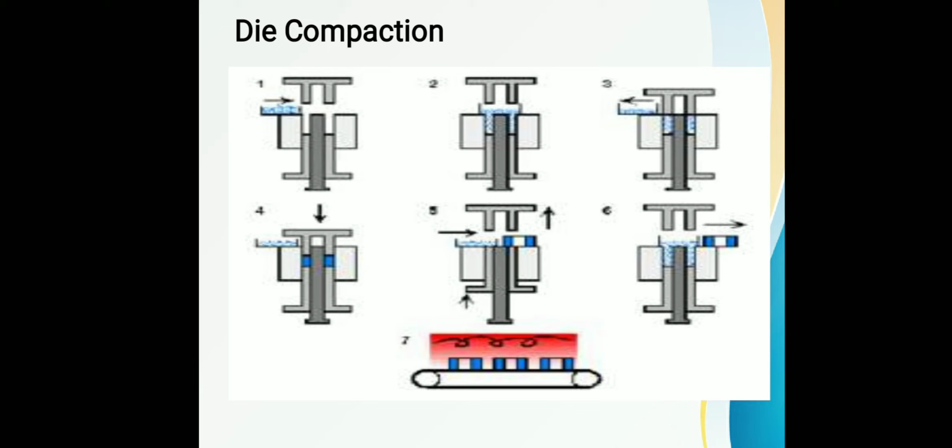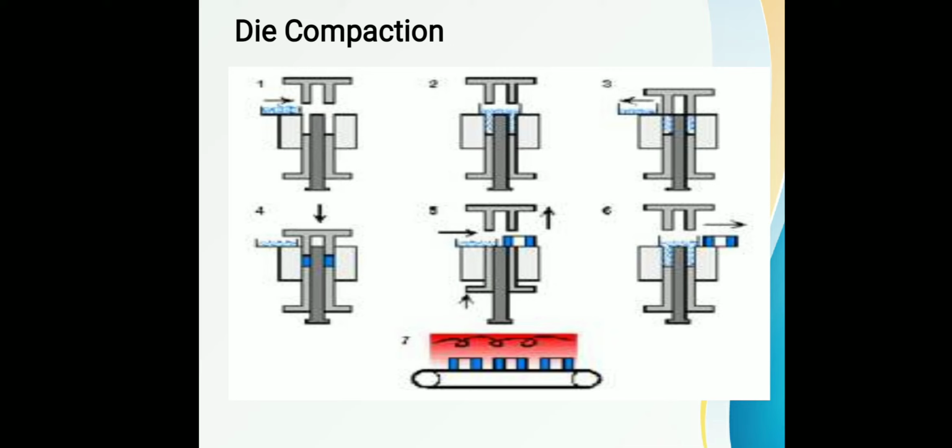So through that die compaction we form our component, and it is named a green compact. So this is the first method of compacting.